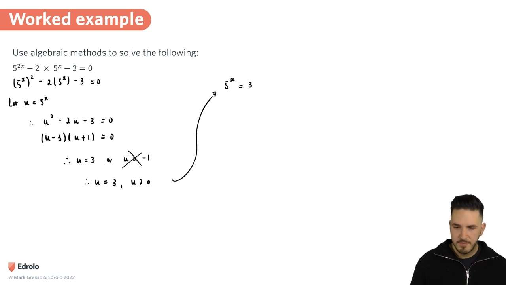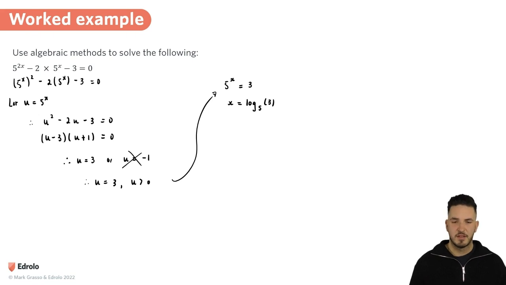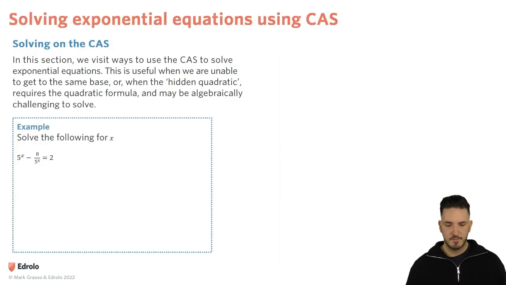We want to take a logarithm, so we're going to take the log base 5 of both sides. So we're going to have x equals log base 5 of 3. And that's your final solution in exact value. So in an exam 1 question, if you get a logarithm in this form, that's okay. It's an exact value. That's how you'd be expected to leave your answer. Okay, so that's an example of that hidden quadratic.